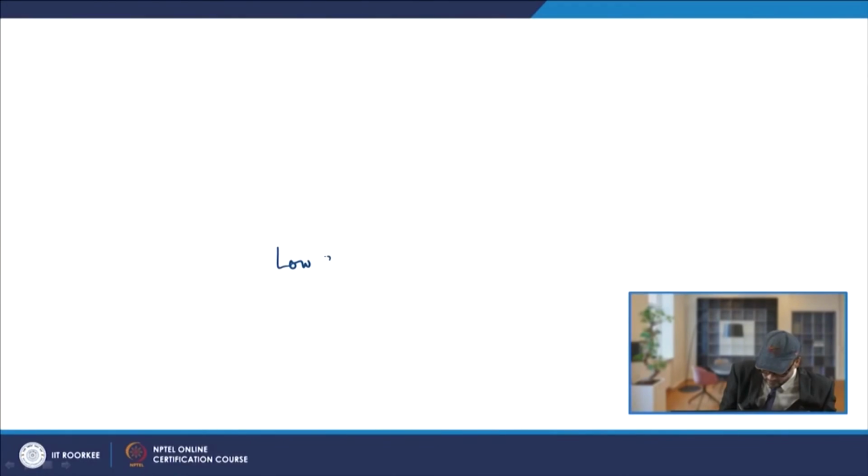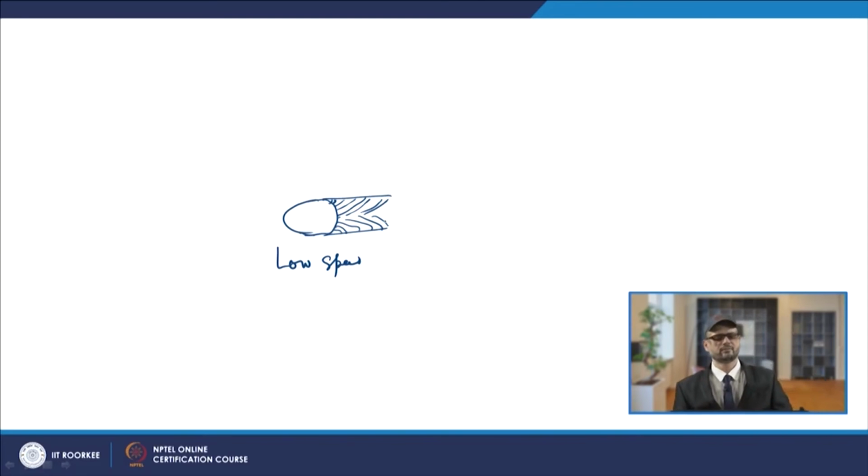So, when you have the low speed, the grains which you get will be having, this is how the pool looks, and that way your grains will be shown. In the middle it will be moving like this. So, this is how grains will look in the case of low speed.